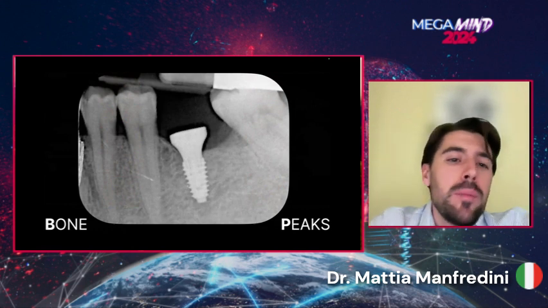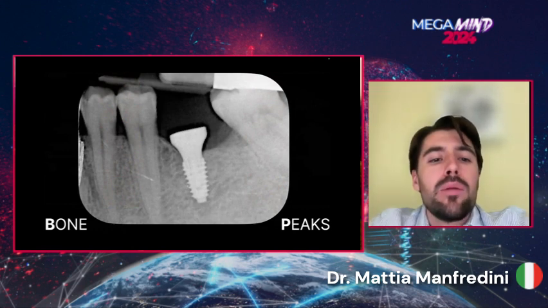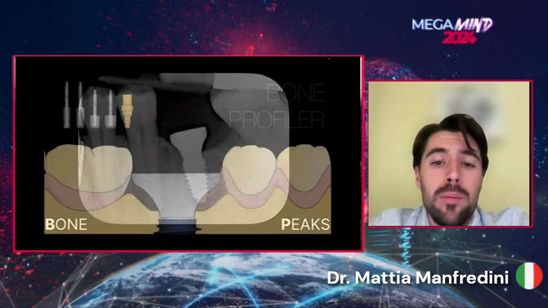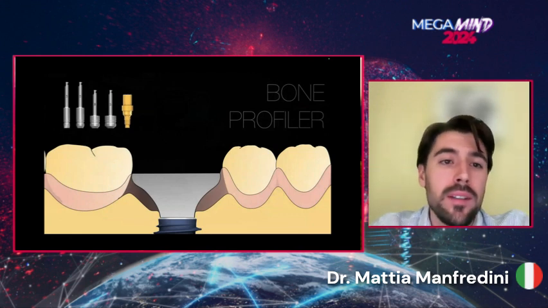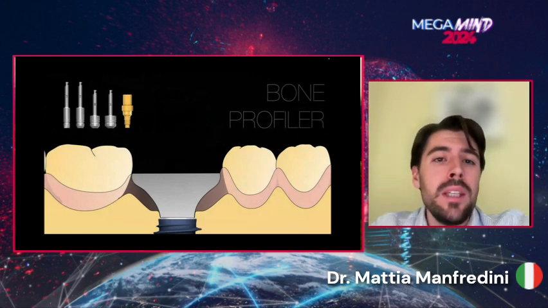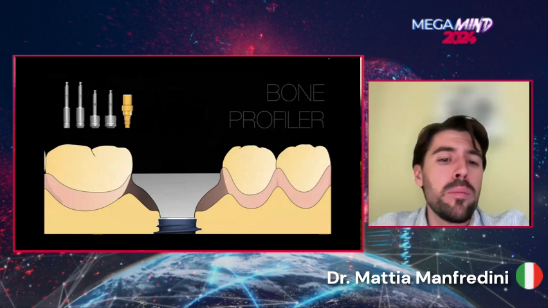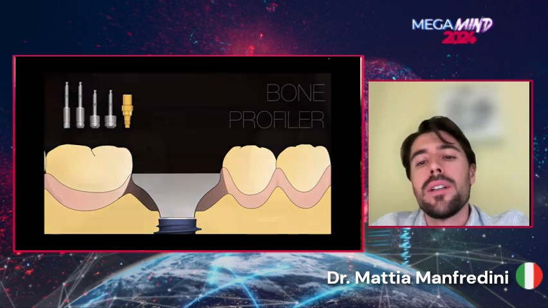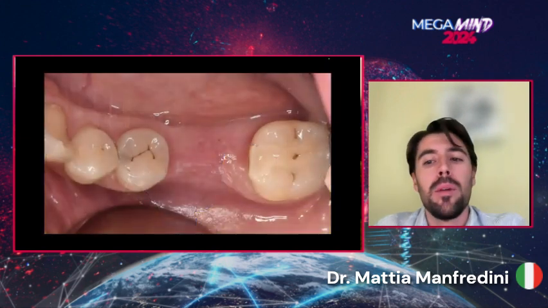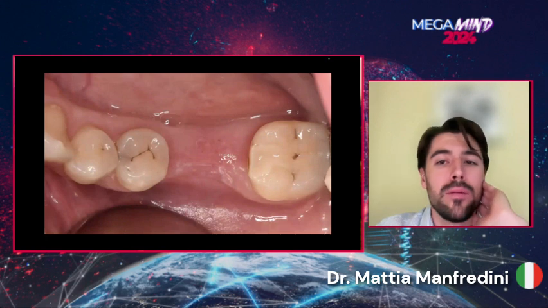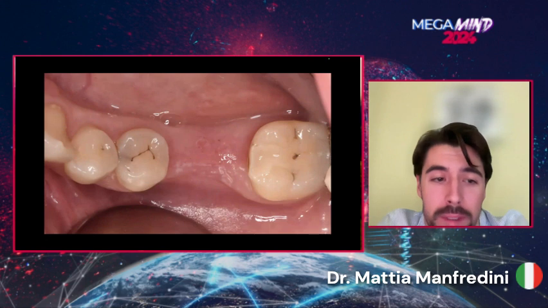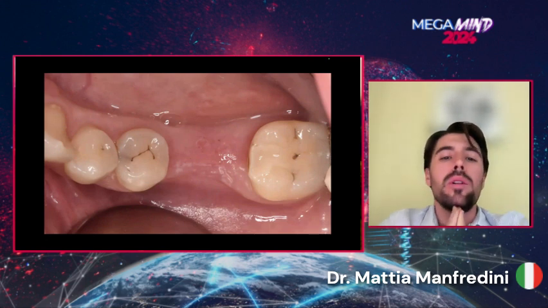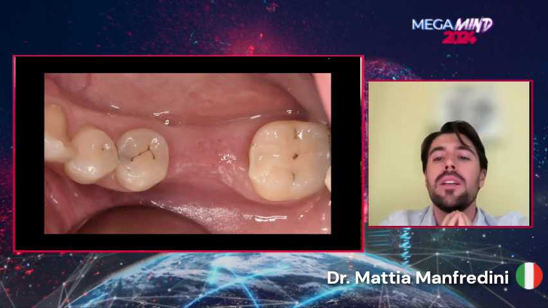And if we are using them in native bone, we need to take into account bone peaks, because sometimes in native bone, we have bone peaks that do not allow the correct prosthetic sitting. In these cases, the easy use of bone profiler with their specific gold guide can help us to ensure the seating and solve this problem, especially, of course, in native bone, as I told you before. So, let's see a case of native bone and how to manage tissue with anatomical healing screw.